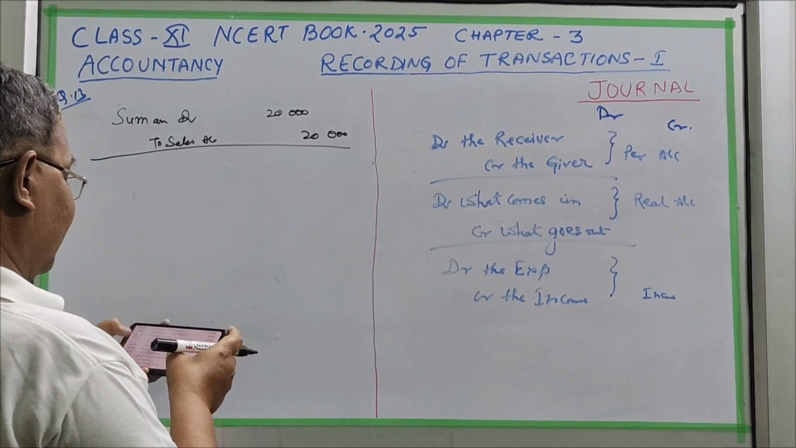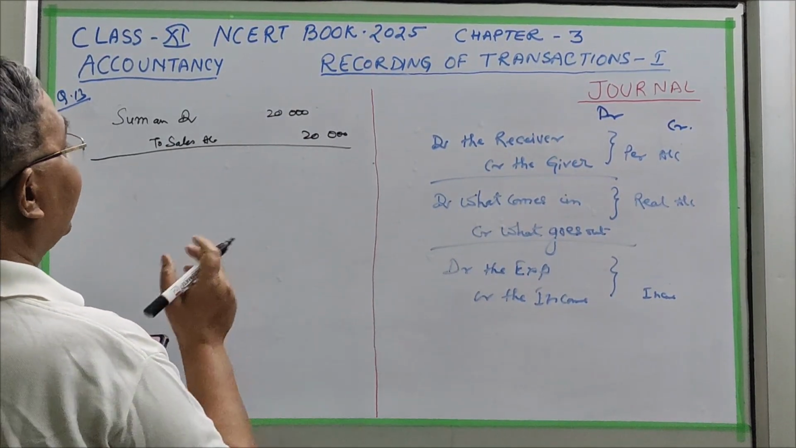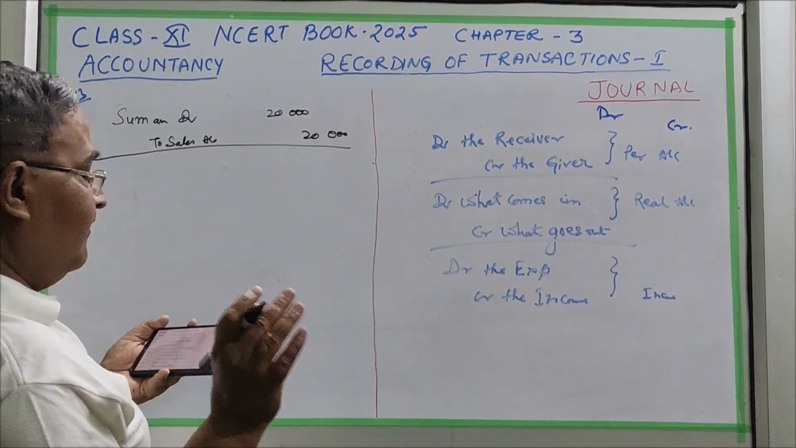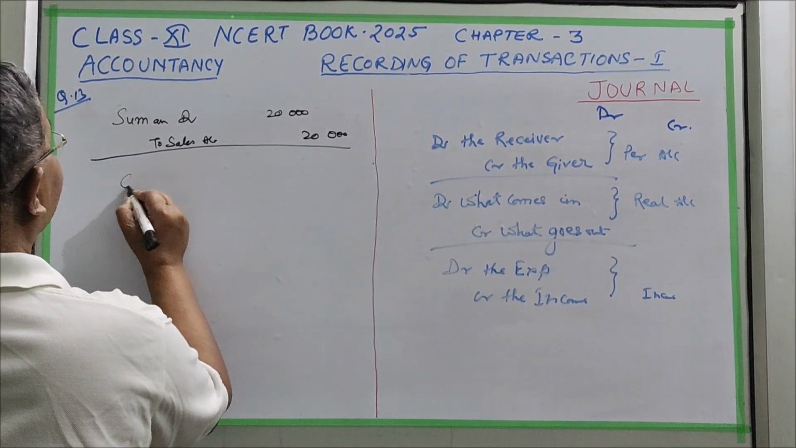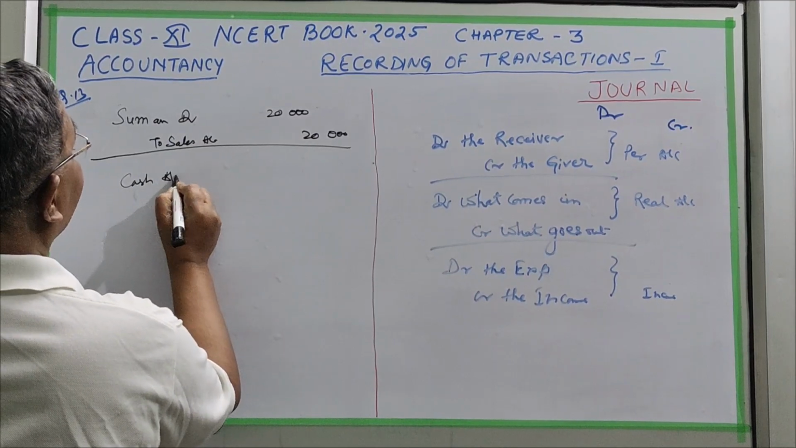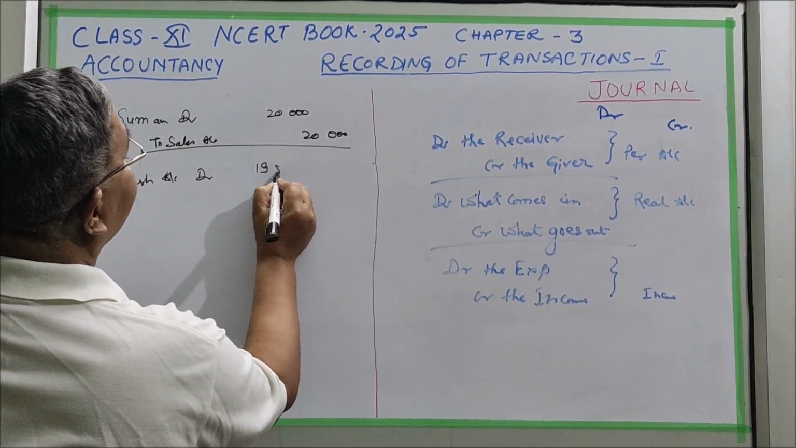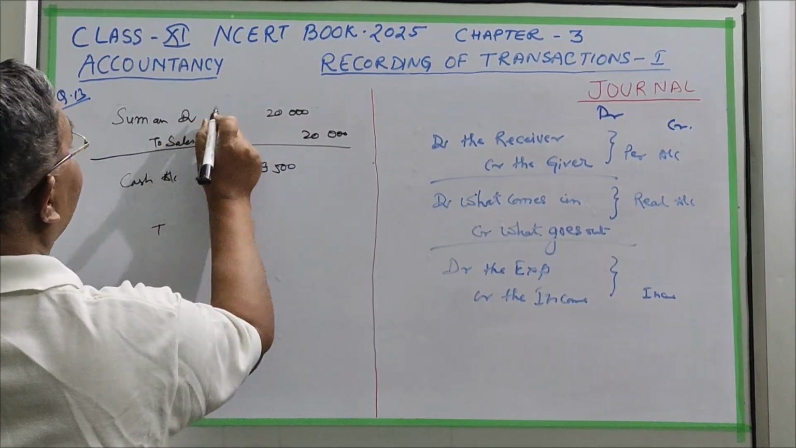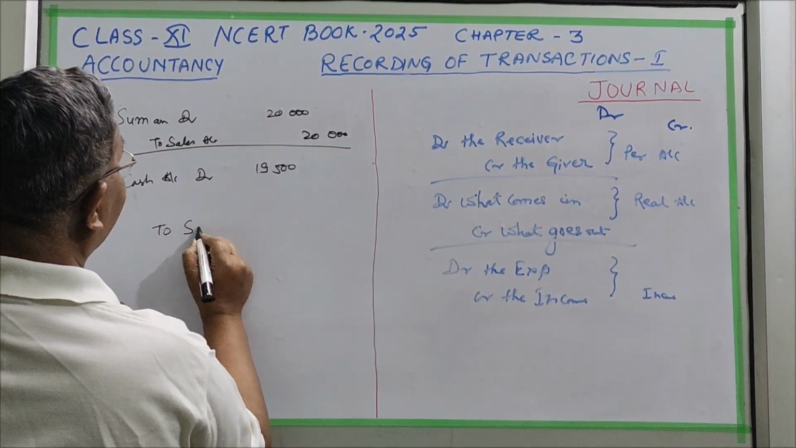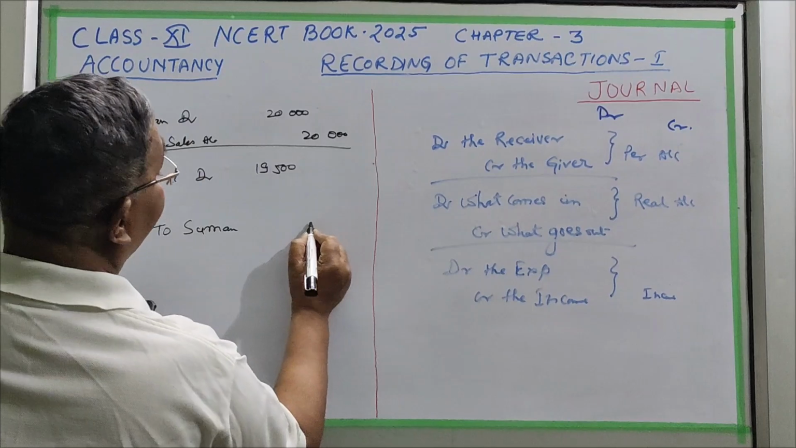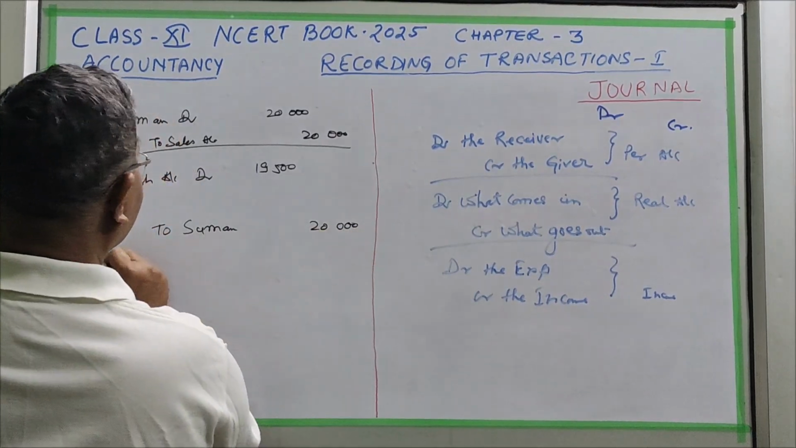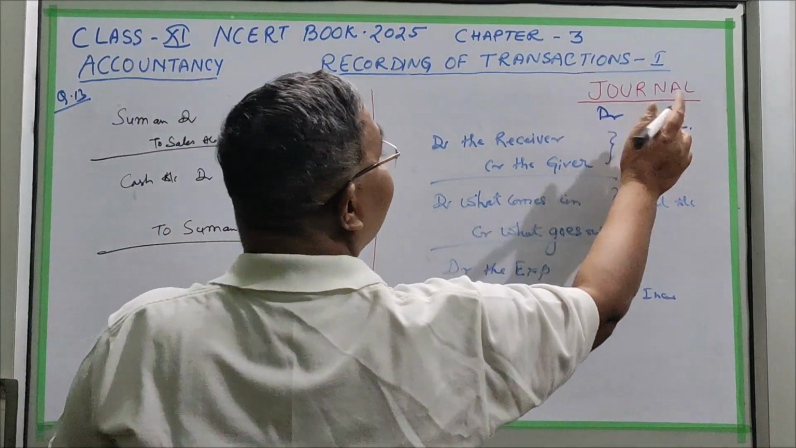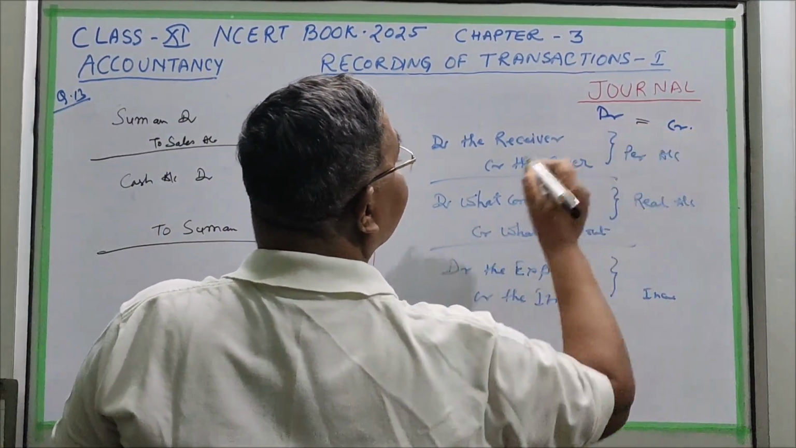Now what happened after some time? Suman paid you 19,500 in full settlement and you have allowed discount of 500 rupees. So cash has come. Cash account debit, your 19,500 has come and his account is settled. Suman's account now becomes credit. To Suman you have to make a credit of 20,000. But it is not matching. Debit should always be equal to credit.